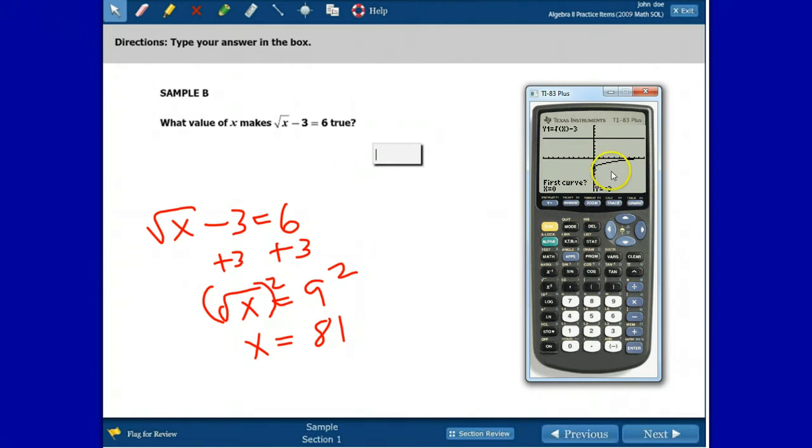A lot of times the calculator does not like it if you can't see the intersection. So you're going to want to zoom out. Okay, zoom 3, enter. Not that you can really tell. That might give it to us. So let's try. Second, calculate, number 5.